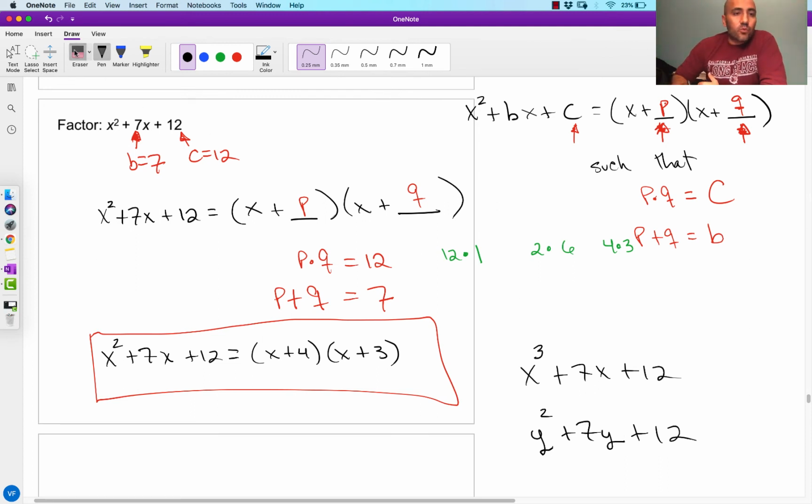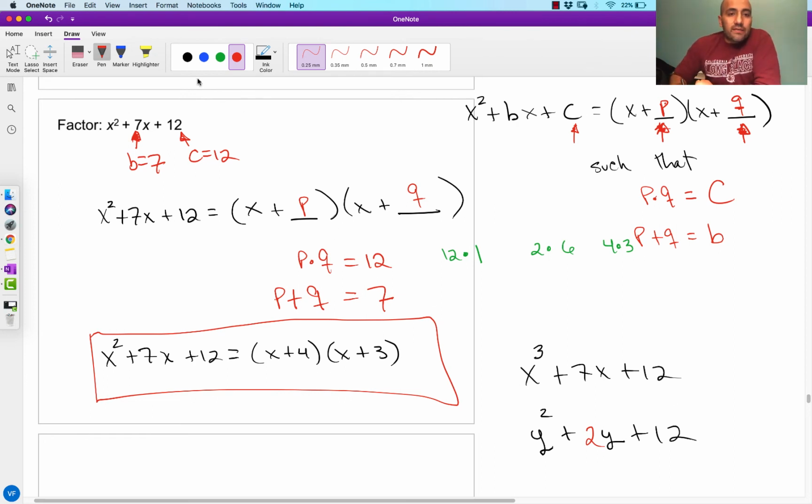Now, someone might ask, well, what if one of these numbers was off? Instead of a 7 there, what if this was a 2? Find two numbers that multiply to 12 but add up to 2. That probably isn't going to work, right? You can think of different scenarios, so it's very easy to come up with one that doesn't work. If it doesn't work, it doesn't work. Try something else, but this method isn't going to work.